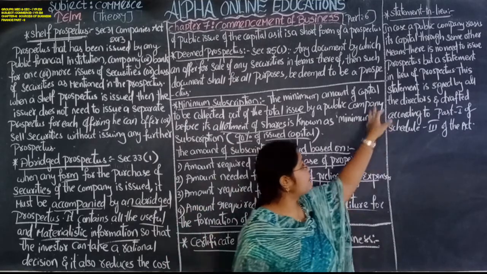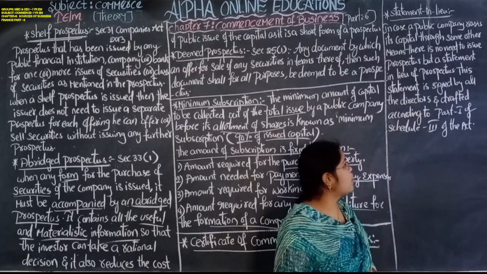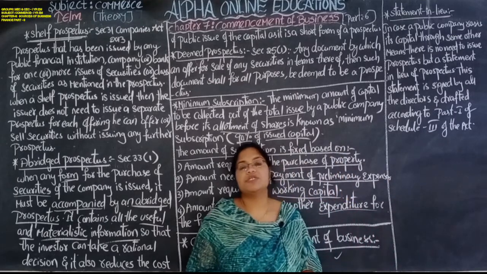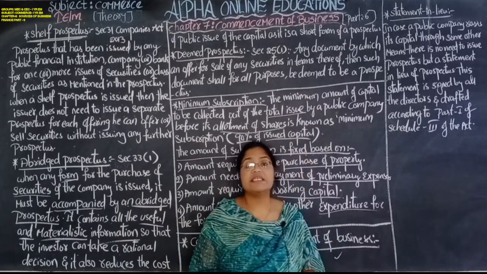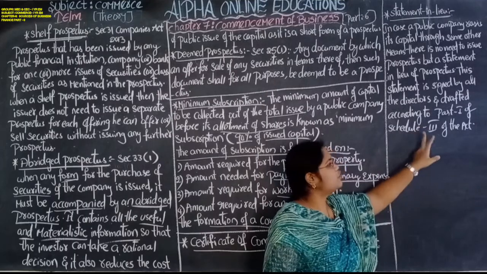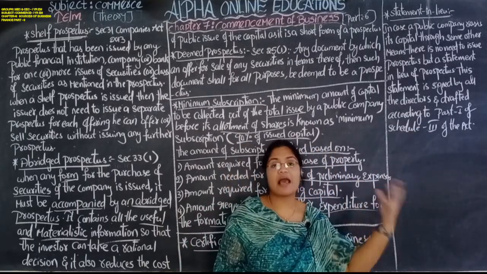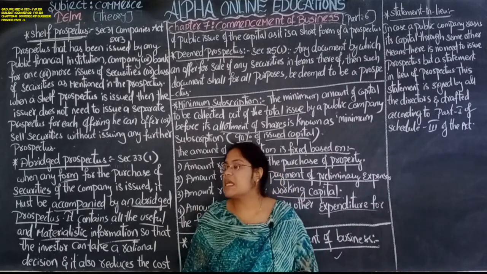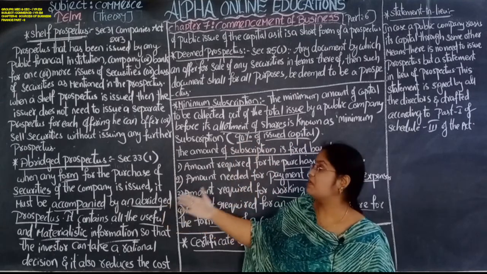This statement is signed by the directors and drafted according to Part 1 of Schedule 3 of the Act. So this document should be signed by all the directors, and it is drafted, means it is prepared, according to Part 1 of Schedule 3 of the Act. According to that particular Act, this statement in lieu is prepared, okay. So this is about the types of prospectus.